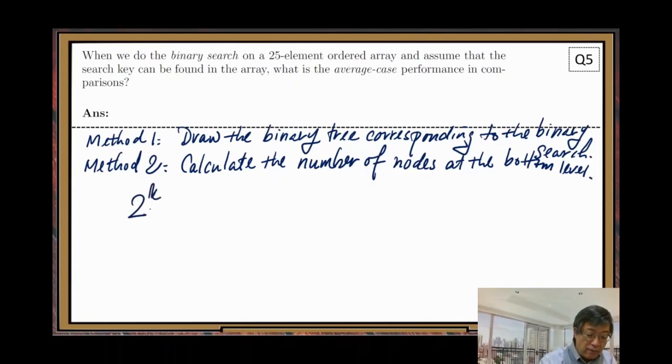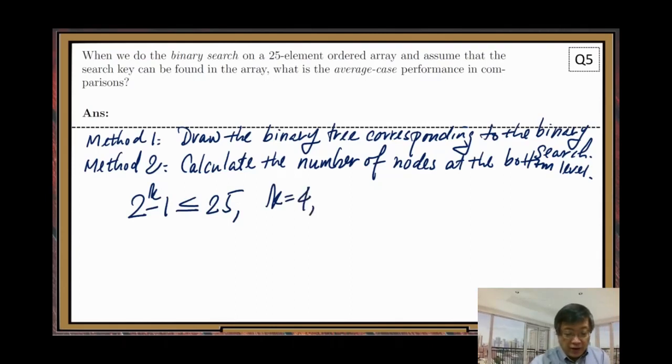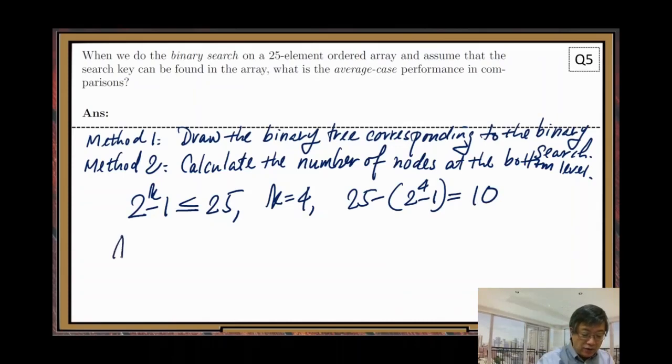2 to the k minus 1 should be less than or equal to 25, right? And we know the largest k should be 4, right? So then the number of nodes at the bottom level should be 2 to the 4th minus 1. So what's that? 15. So 10. All right. Now, the average formula.